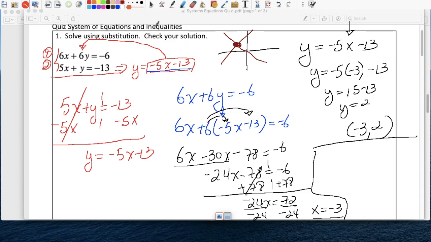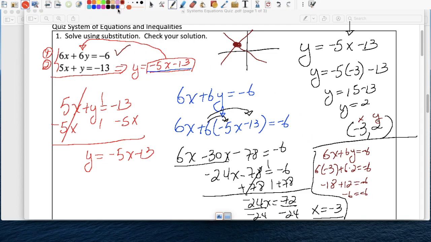So I'm going to check. I take equation 1, which is 6x plus 6y equals negative 6, and substitute negative 3 and 2 to see if it really works. This is x and this is my y value. Instead of x, I write negative 3. Instead of y, I write 2. So I get 6 times negative 3 plus 6 times 2 equals negative 6. 6 times negative 3 is negative 18, 6 times 2 is 12, and you can see that it is indeed equal. So it worked for the first equation.